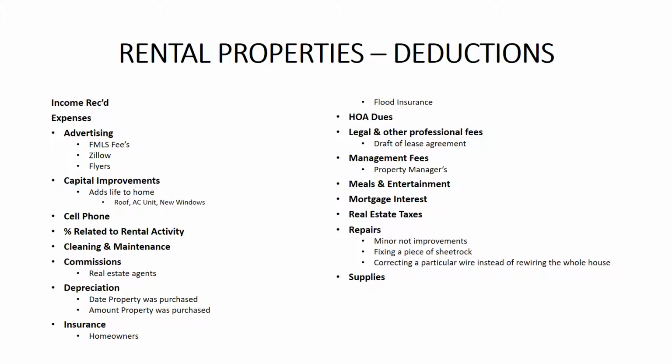Most of the deductions on this slide are self-explanatory. The only thing I want to touch base on are capital improvements versus repairs. Capital improvements are items that add to the useful life of the property itself. Improvements could be a new roof, a new AC unit, a new water heater, etc. These items are typically depreciated over their useful life instead of being expensed outright. A repair, on the other hand, is expensed outright.